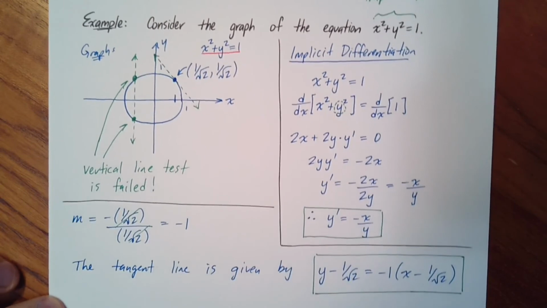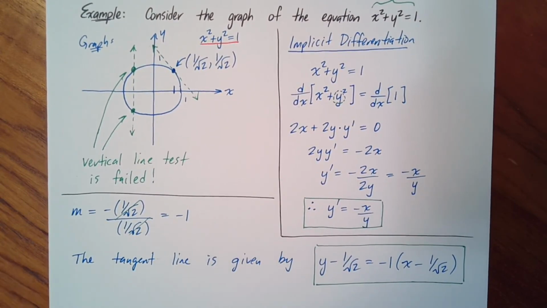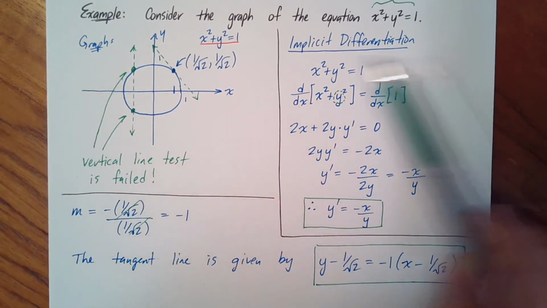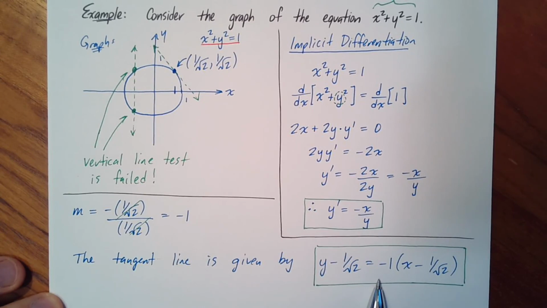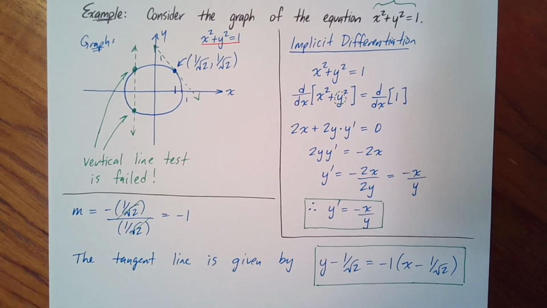This was just exploratory. But if you were asked to find the equation of a tangent line to the graph of an implicit function, this is the technique that you would use, right? It's the same idea. Find the derivative, plug in the point to get the slope. Once you have the slope, use point-slope form to get the equation of the line. So nothing changed except the manner in which we take derivatives.